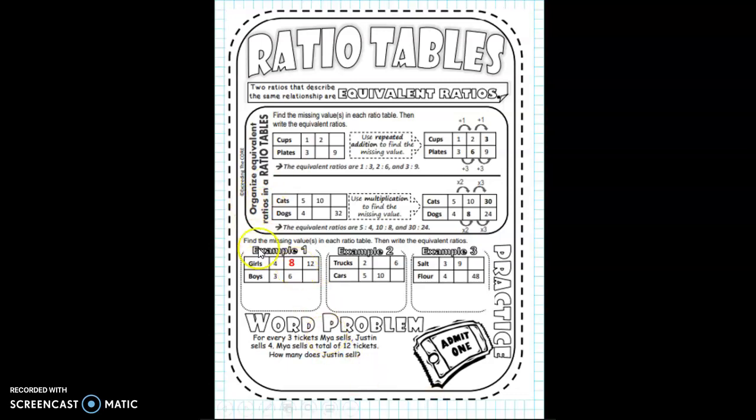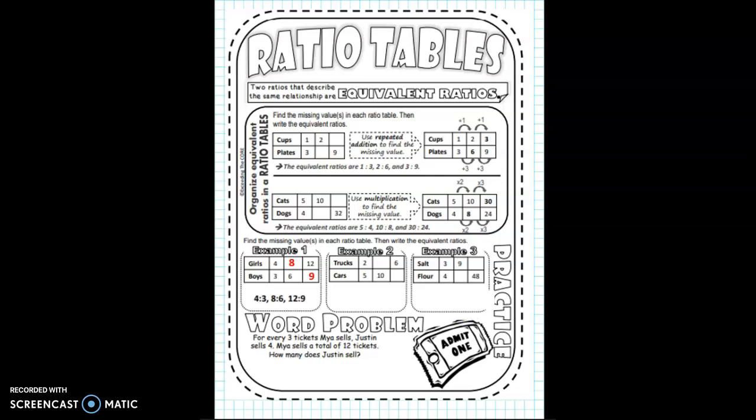Now I'm still going to use my original ratio to figure out what's missing for the boys again. What times 4 gives me 12? Well, that's times 3. So 3 times 3 is 9. My 3 ratios are 4 to 3, 8 to 6, and 12 to 9.